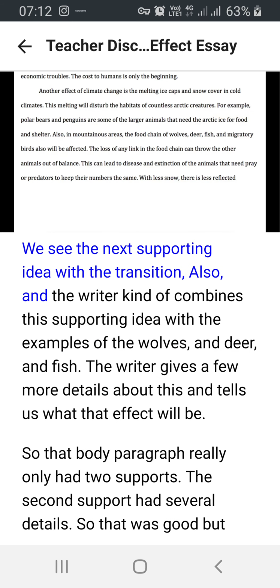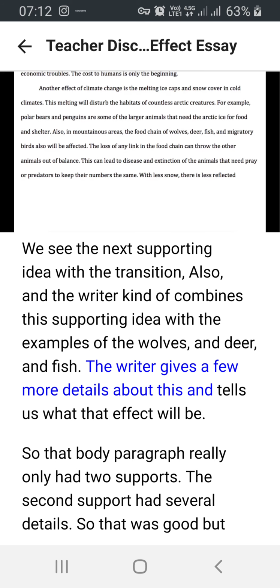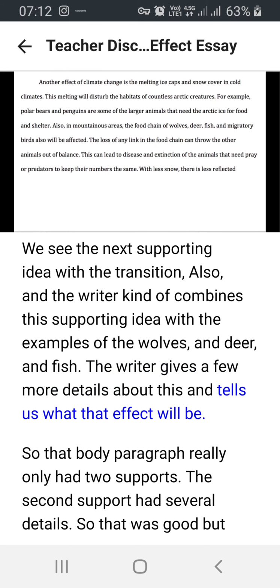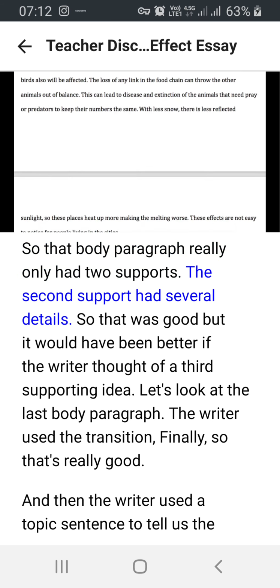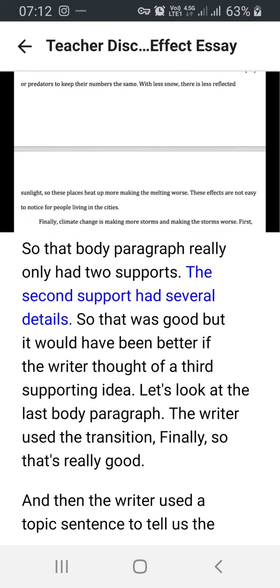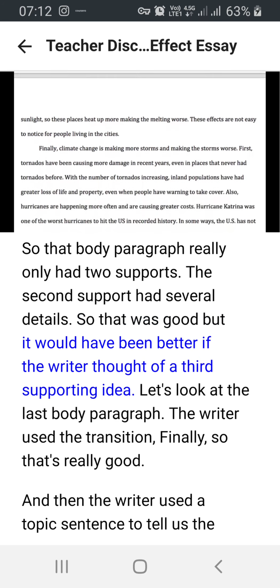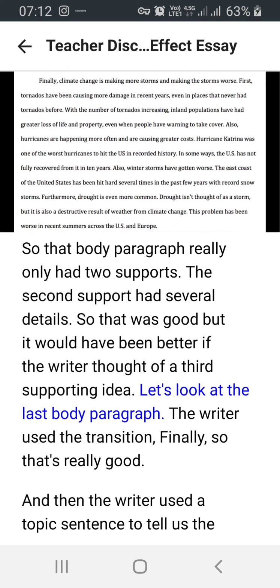We see the next supporting idea with the transition "also," and the writer kind of combines this supporting idea with the examples of the wolves and deer and fish. The writer gives a few more details about this and tells us what that effect will be. So that body paragraph really only had two supports. The second support had several details, so that was good, but it would have been better if the writer thought of a third supporting idea. Let's look at the last body paragraph.